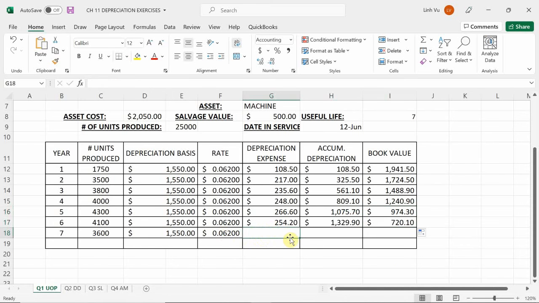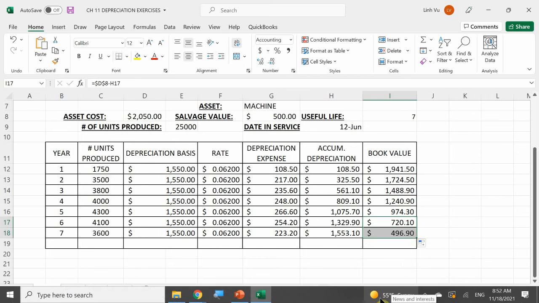So in this case, what is going to be my depreciation expense for year 7 if I produce 3,600 units? $223.20. 1553.10. Good. So then that brings my book value to $496.90. Now, can I have this value?